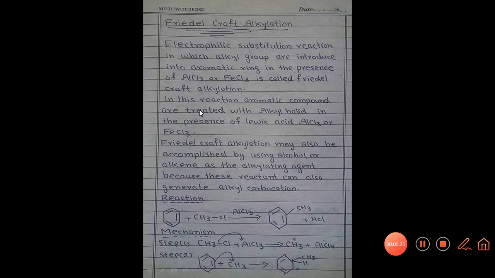So, Friedel-Crafts alkylation, which is the first one we're going to treat, is an electrophilic substitution reaction in which an alkyl group is introduced into an aromatic ring in the presence of aluminum chloride or ferric chloride.